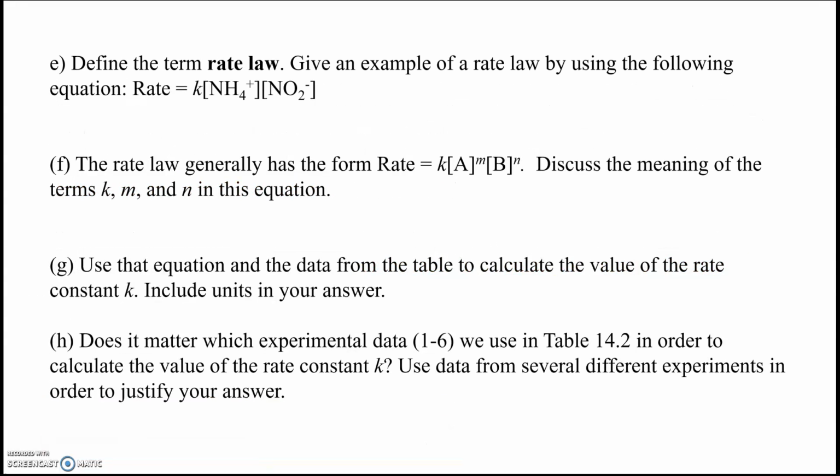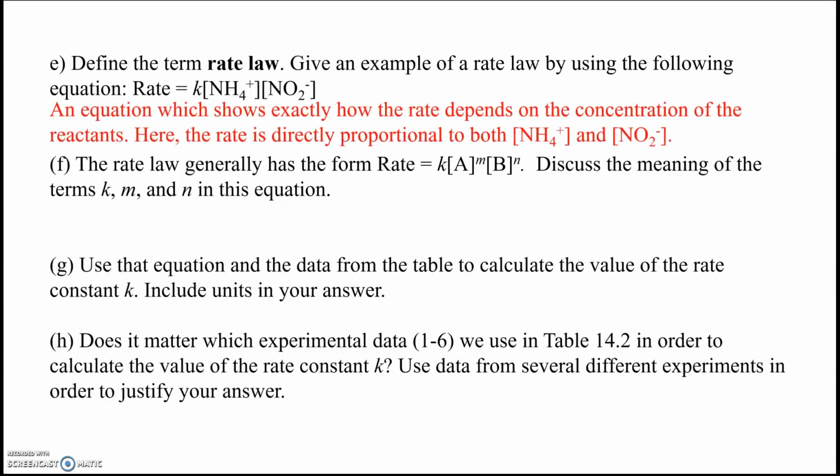All right, now we're going to define the term rate law, and we're going to give an example of a rate law by using the following equation. The rate is equal to K times the ammonium concentration times the nitrite concentration. So a rate law is an equation which shows exactly, mathematically, how the rate depends on the concentration of the particular reactants. And here, the rate is directly proportional to both ammonium and nitrite.